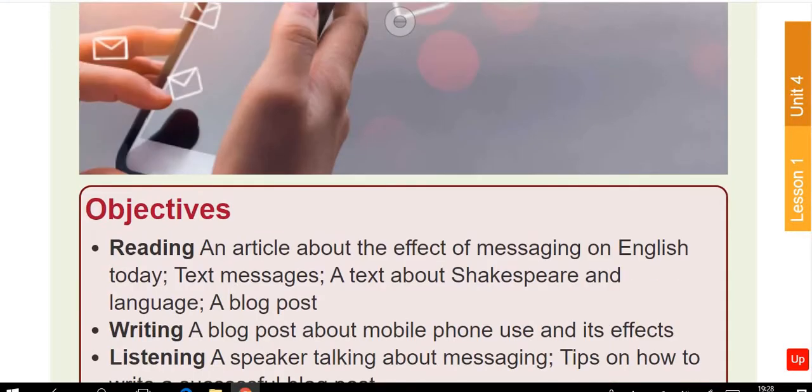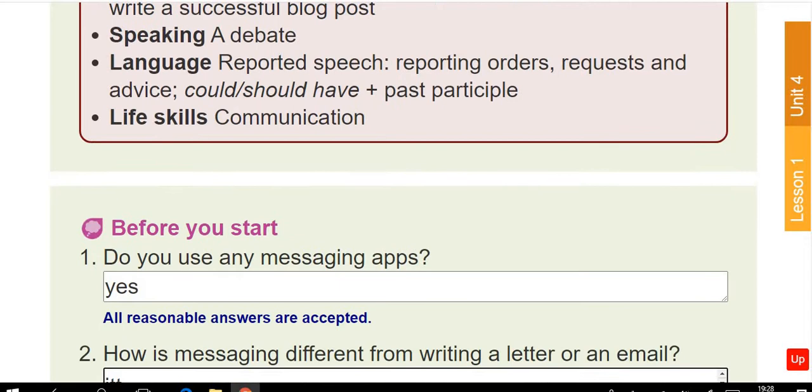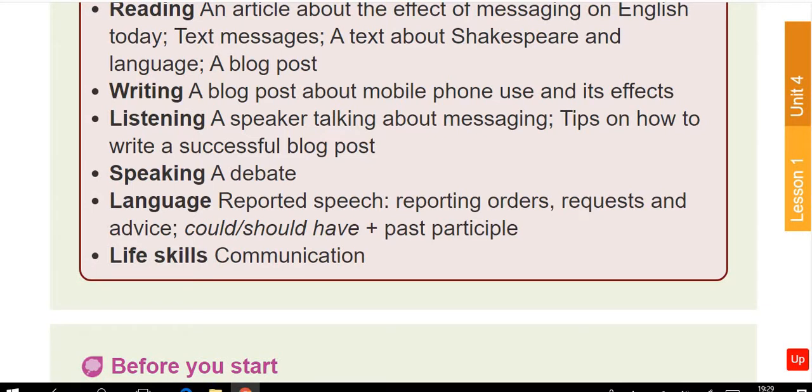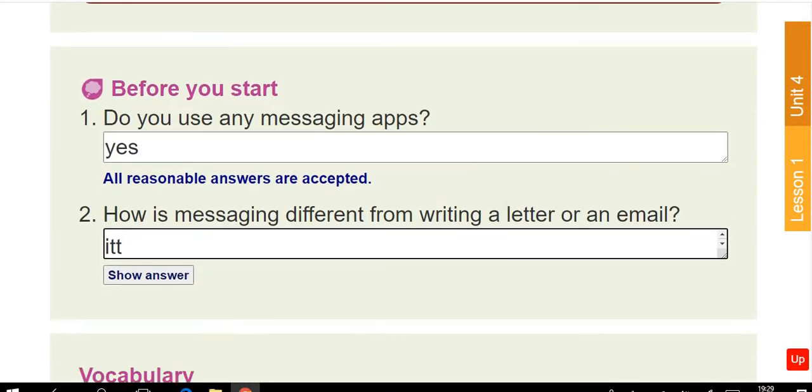So in this unit we are going to read an article about the effect of messaging on English today. We are going to read about text messages, a text about Shakespeare and language, and a blog post. Then we are going to write a blog post about mobile phone use and its effect. We are going to listen to a speaker talking about messaging, and tips on how to write a successful blog post. We are going to have a debate. Then in the grammar section, we are going to learn about reported speech, reporting orders, requests and advice, which should have plus PP. And in life skills, we are going to learn about communication.